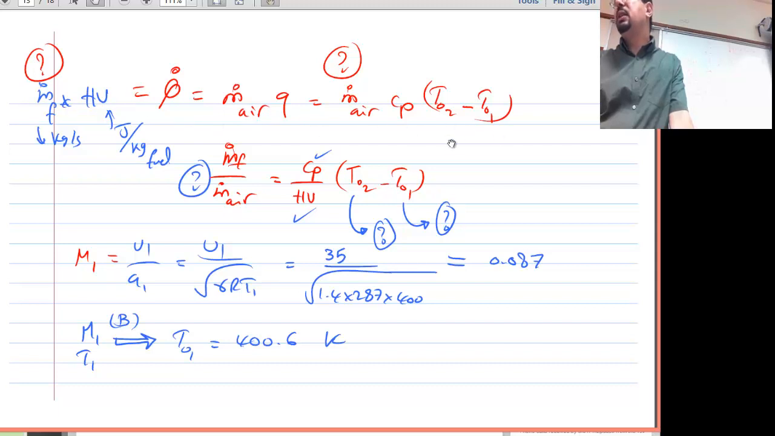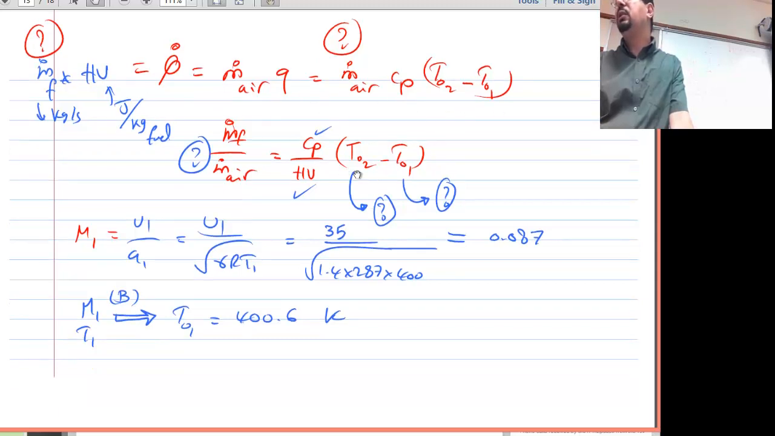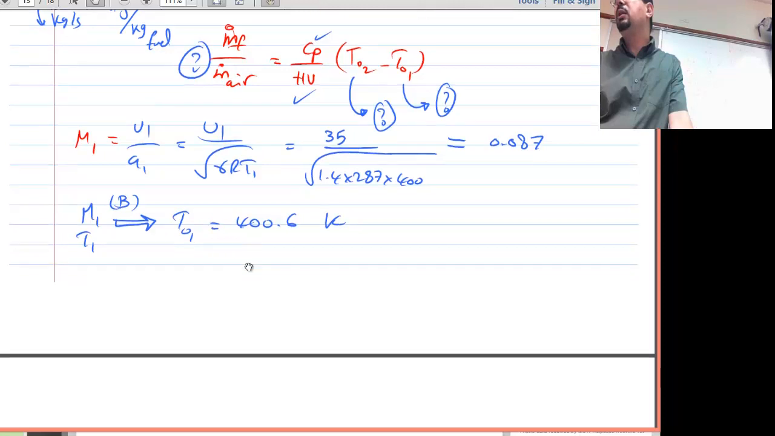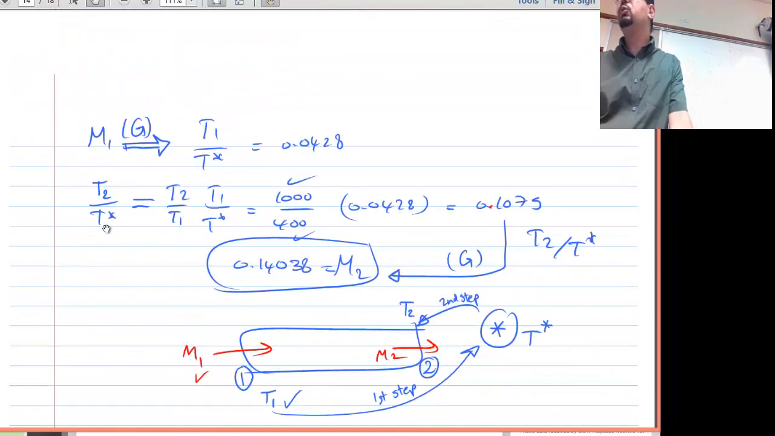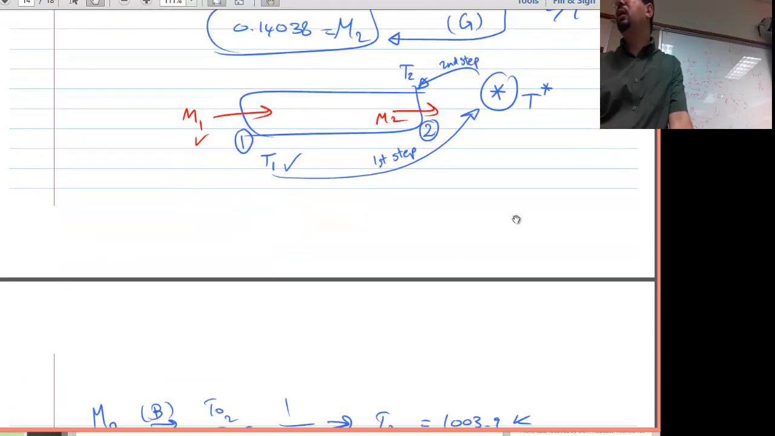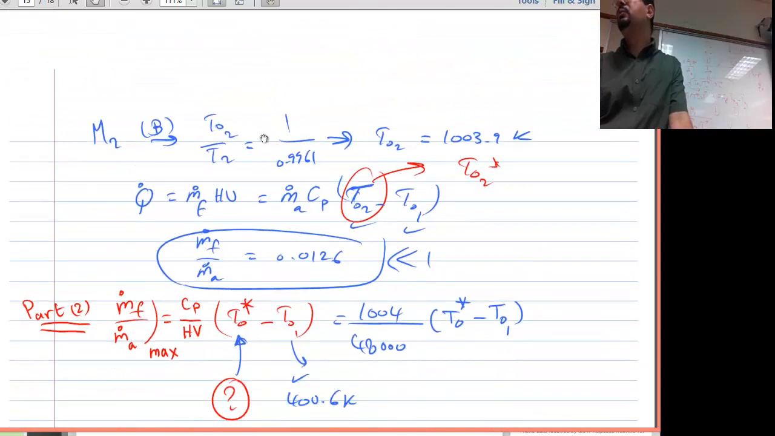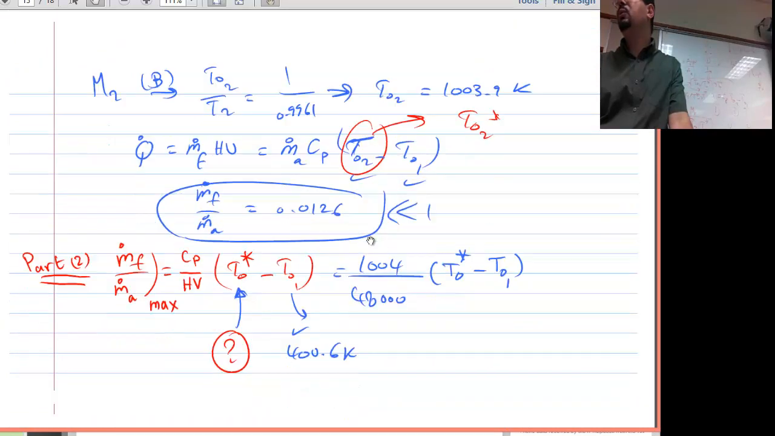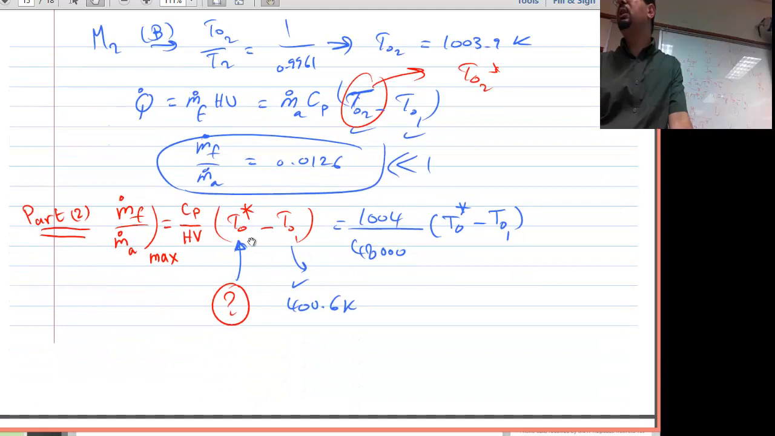So here is his equation. He basically figured he needs to get T naught 2 and T naught 1. From M1, he's getting T naught 1, and this is what Robert said. Let's, from M1, get T1 over T star, and this allows to get T star, and then T2 over T star is now given, and this will allow us to get M2. And once you have M2, you can get T naught 2. Right? And you are done with the Q. And that's the second part when you assume T naught 2 is T naught star. Okay? Questions?